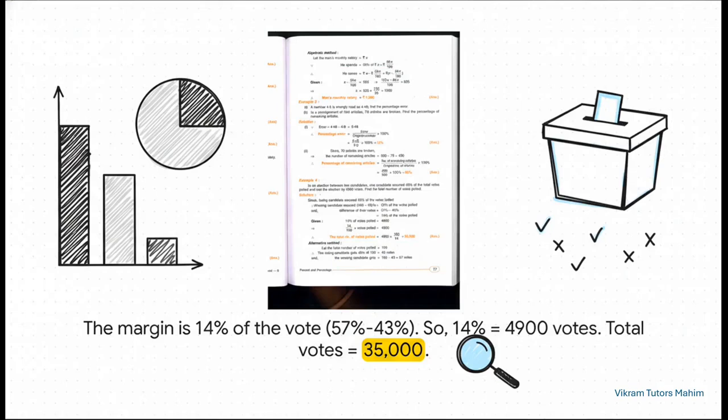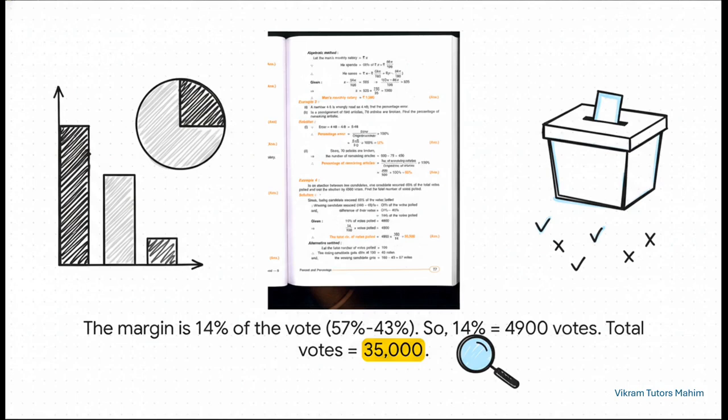And here's how you crack it. If the winner got 57%, well, the loser must have gotten the rest, which is 43%. So the difference between them in percentage points is 14%. That means the 4,900 votes represent 14% of the total. And once you know that, you can work backwards to find the total number of votes polled, which is 35,000.